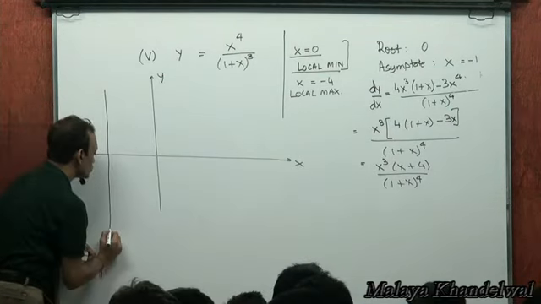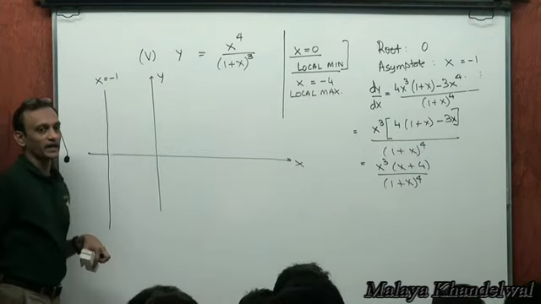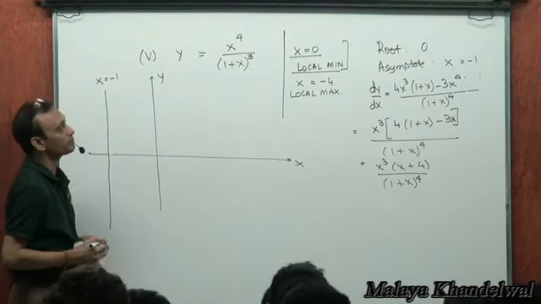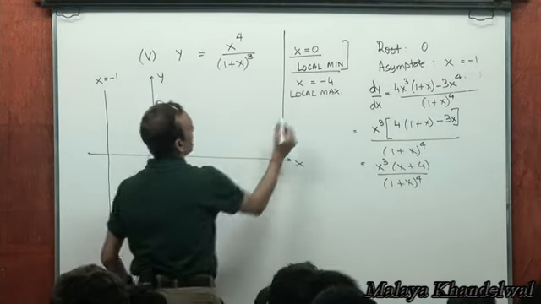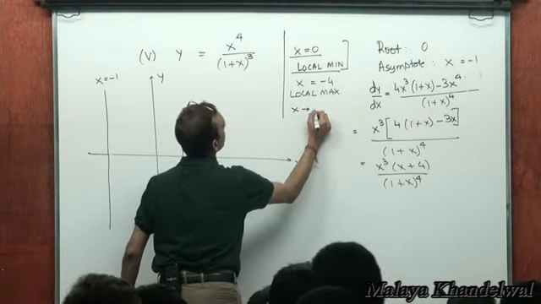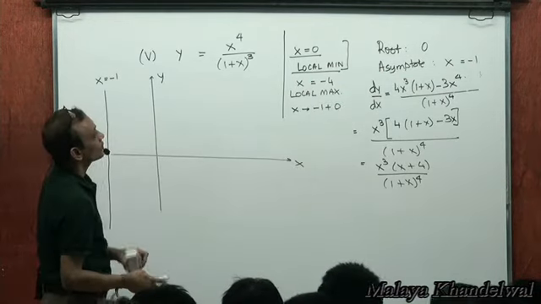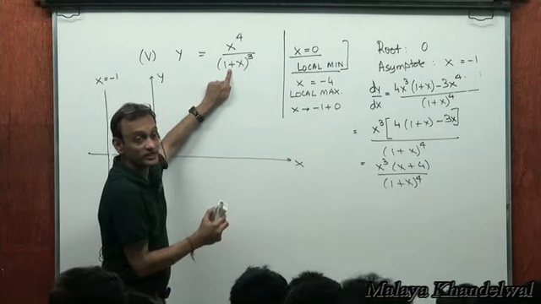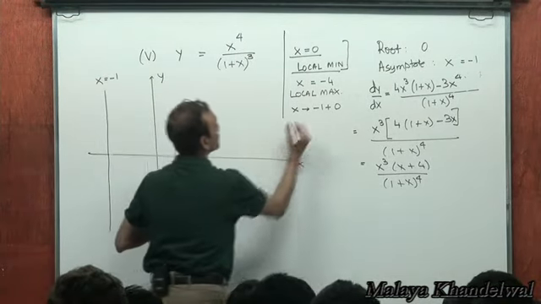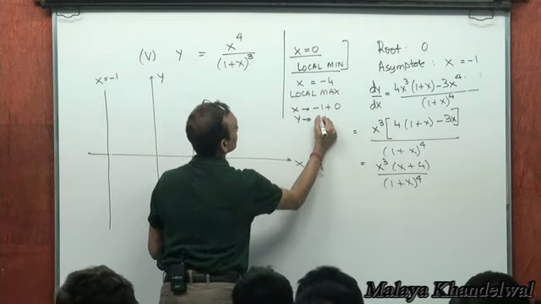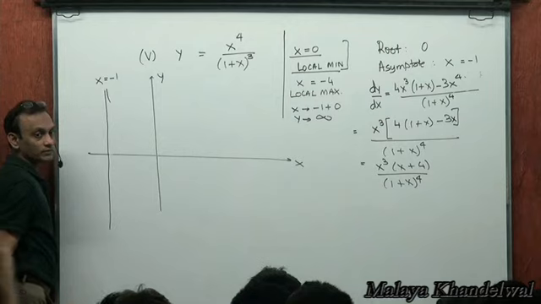This is the asymptote x equal to minus 1, right? Do you also see that as x tends to minus 1 from the greater than minus 1 side, y tends to plus infinity? That means you would expect this to happen.